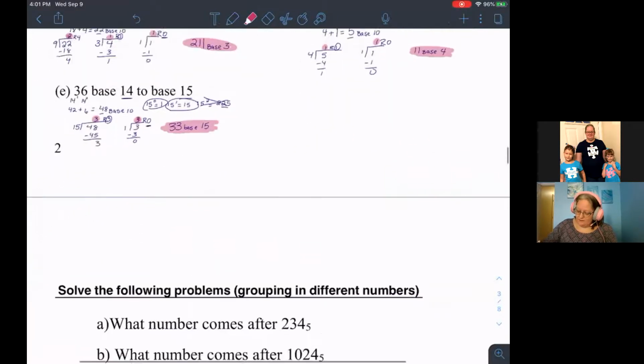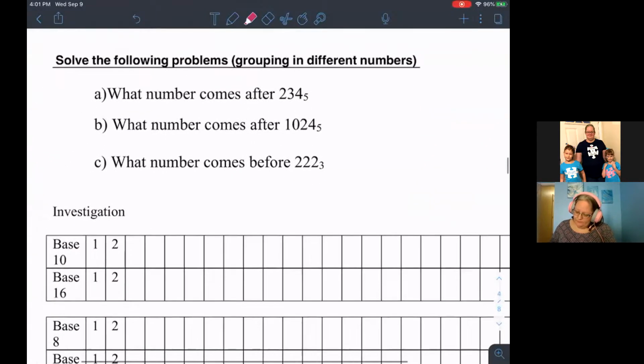Let's see if we can come down here. So up here, what number comes after 234 in the fifth base? We know, like we were talking about before, that there is no 5 in the base 5 number system. So if we add a 1 here, the 4 would go down to a 0. The 3 would add to the 1 before, and we bring the 2 down. So our answer would be 240 base 5.